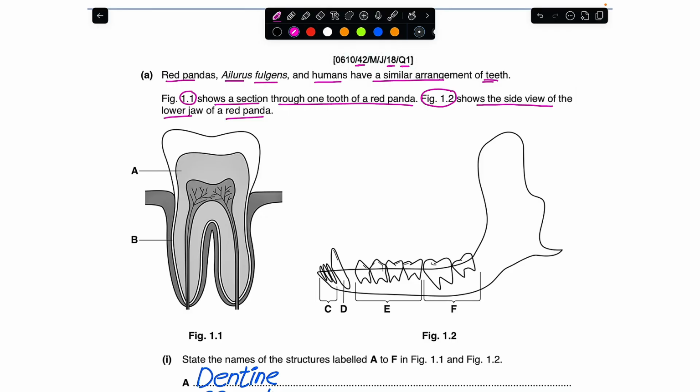Now what we know from the structure of the teeth is that this A is enamel. Immediately below the enamel, this part that we have here goes with the name of dentine. And this part where we have got the neurons and the supply of the blood capillary would be the pulp cavity. And this part right here would be the gum.